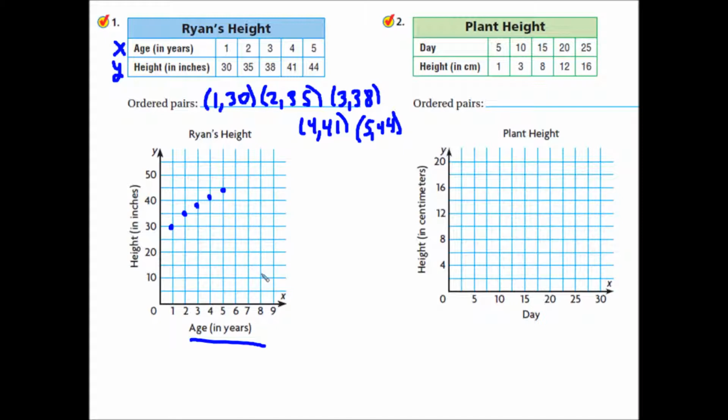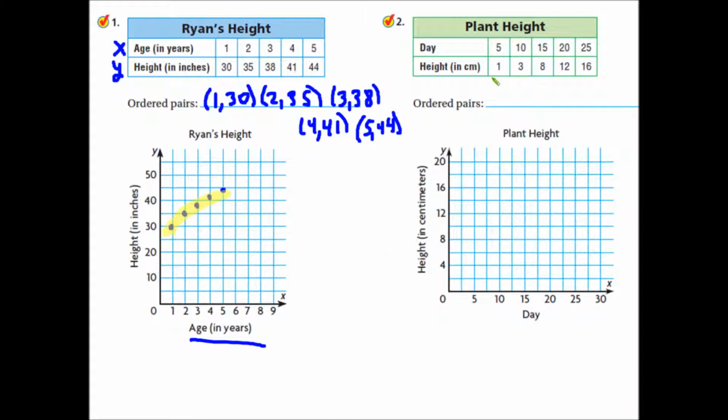And you can see there's an upward trend here for Ryan's height. It's a little bit of a curve. It will eventually level out as he stops growing. And that's a very useful way to display information.